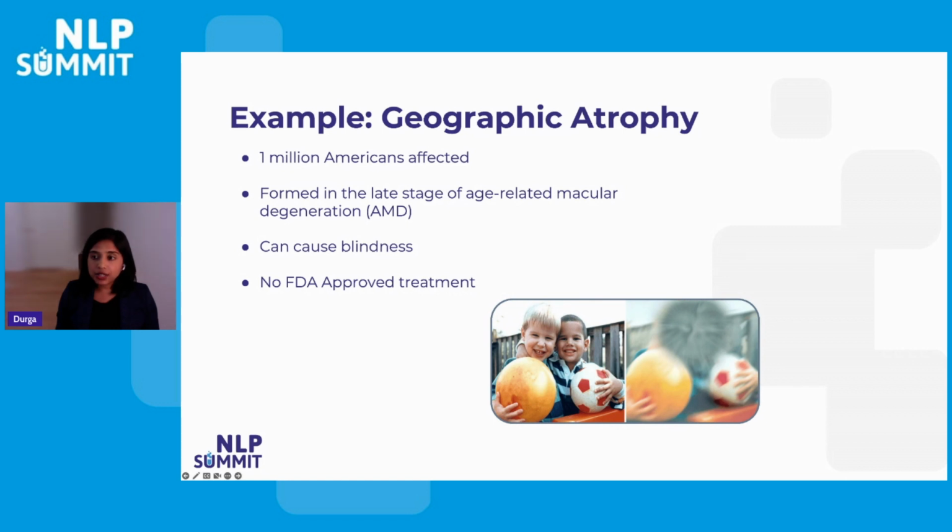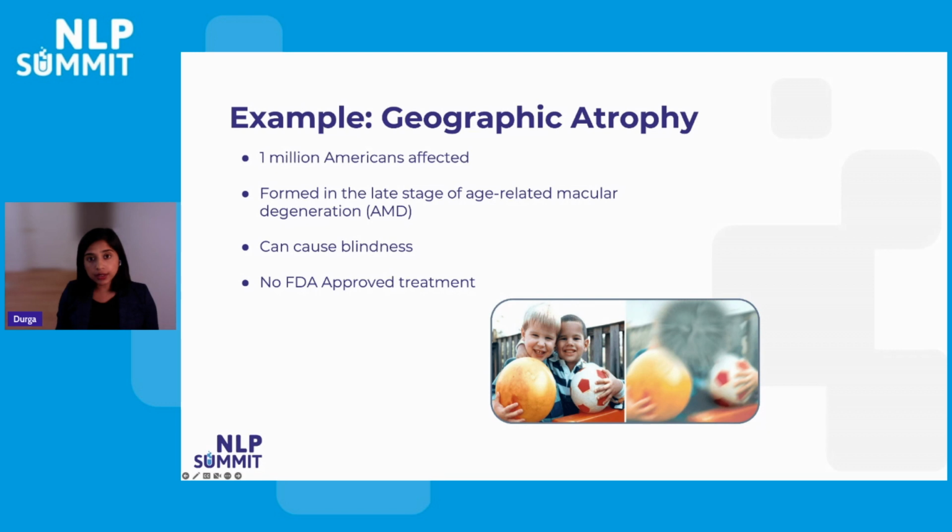And it's characterized by the atrophy of different retinal cells, and you lose vision where that atrophy forms, as you can see in this example in the bottom right. Vision loss caused by geographic atrophy is irreversible, and there's currently very limited FDA-approved therapies. These drugs actually are not treatments, but they're ways to slow the progression of the disease.